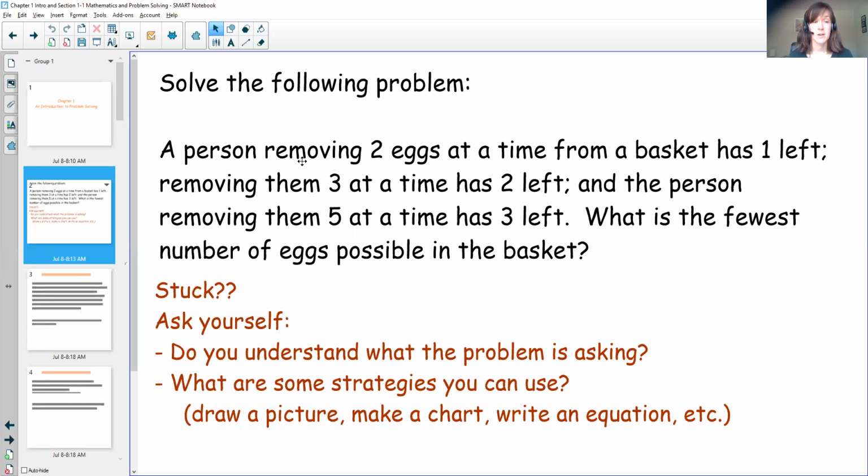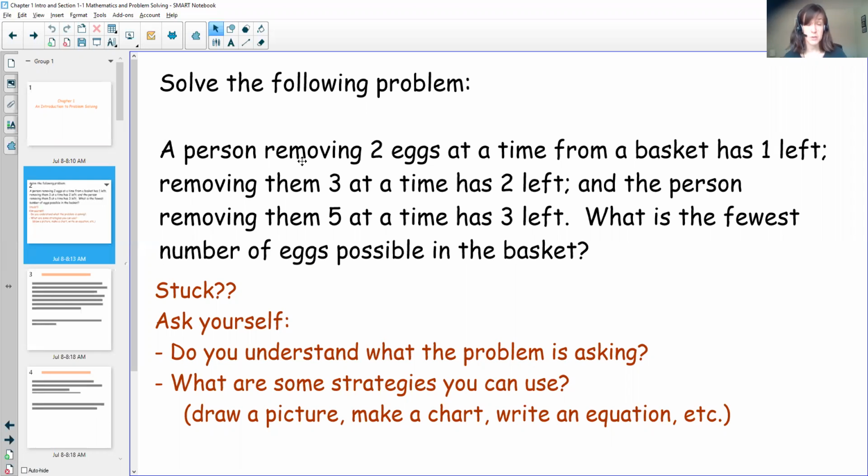I don't know. Well, there are some things to ask yourself before you go too far here. First, do you really understand what the problem's asking? Ultimately, what we're trying to figure out is how many eggs are in the basket. What's the fewest number that could be, and have this story be true? Then think about the different strategies you could use to solve this. You could make a picture, you could make a chart, you could write an equation. I'm going to do it a little differently, actually. But this is the point where you should pause and then go try it.